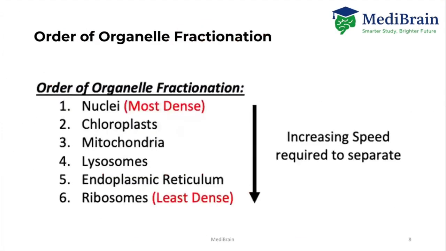So each time you centrifuge at increasingly faster speeds, you will receive a new organelle until all the liquid is finished, basically. So you're going to have the nuclei first, that's the most dense. Then if you centrifuge another time, you're going to have chloroplasts. Then mitochondria. Then lysosomes. Then you're going to have the endoplasmic reticulum. And then you're finally going to have the ribosomes. The ribosomes are the least dense. So they're the lightest out of all the organelles which are within a cell.